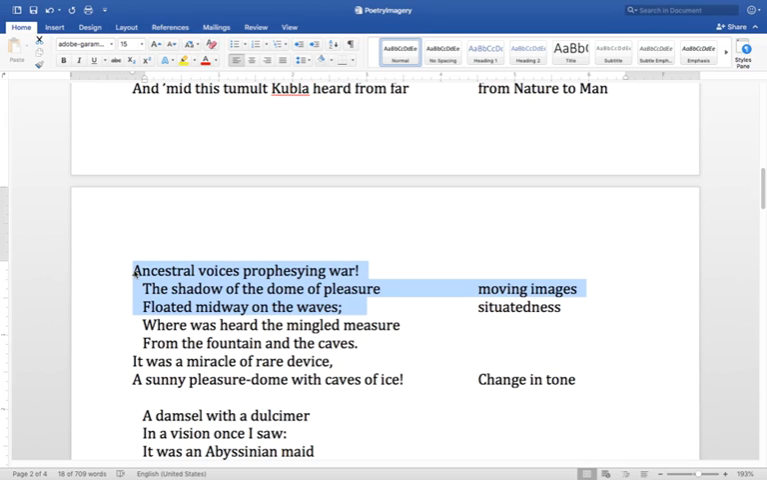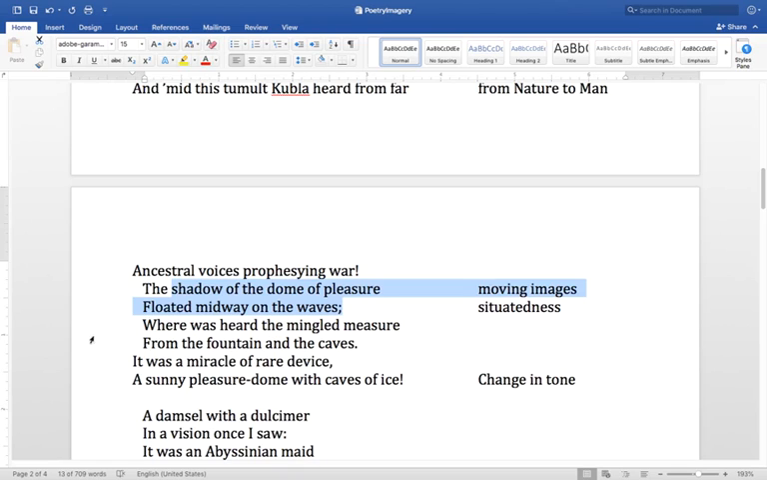Here, the shadow of the dome of pleasure floated midway on the waves, and it's almost as if that ocean is acting as a mirror upon which this entire dome, this dome which was so huge, which was measureless to man, all of a sudden can be captured, right? There's a shadow of this dome that can be captured on something that's finite, the waves. The sea becomes a mirror for capturing the dome itself, right? Something huge is all of a sudden now condensed to something small.